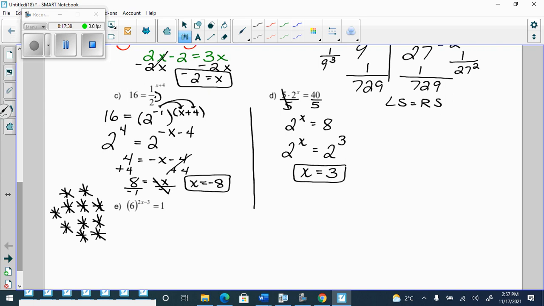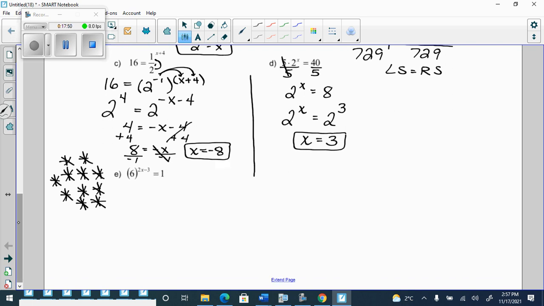Whenever anything equals 1, you can make a common base. Put it to the exponent of 0, because anything to the exponent of 0 is 1. So when anything equals 1, you can actually make it be the other base. So this base is fine, 6 to the 2x minus 3. And then 1 would be 6 to the 0. Because anything to the exponent of 0 is 1.